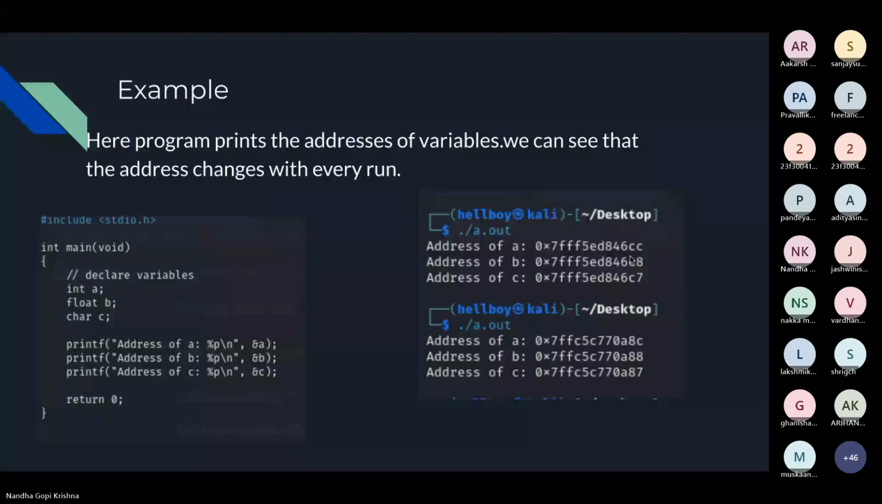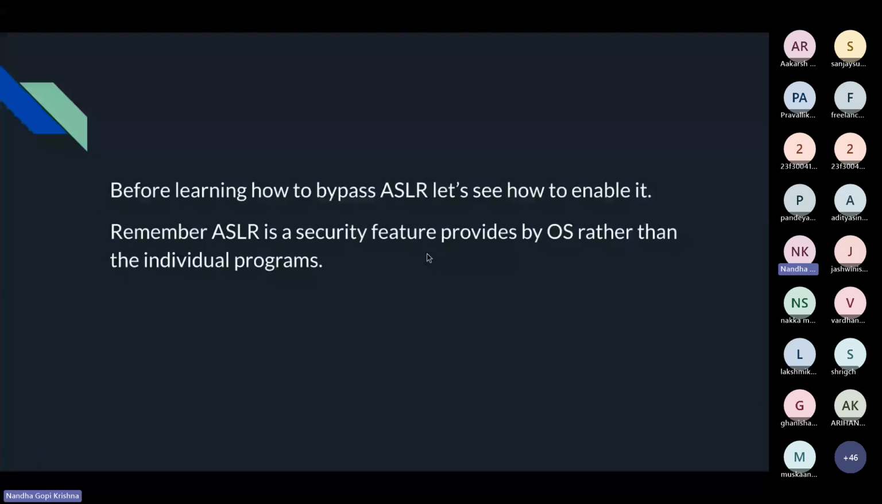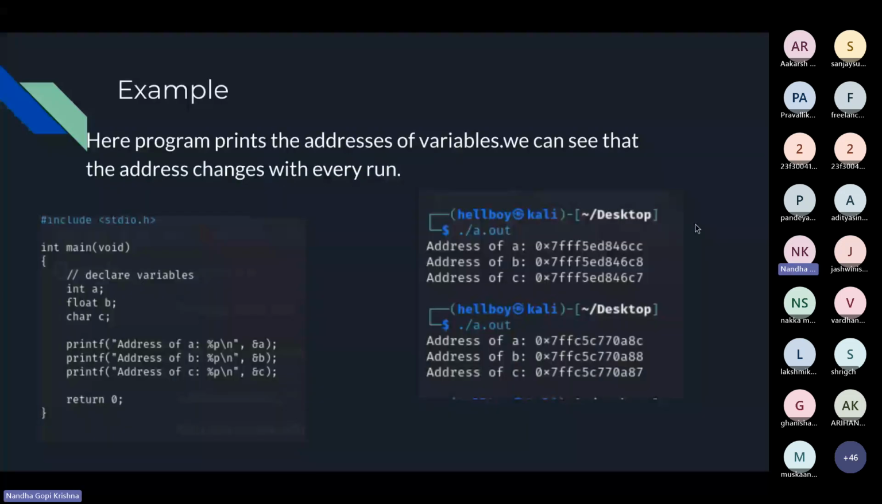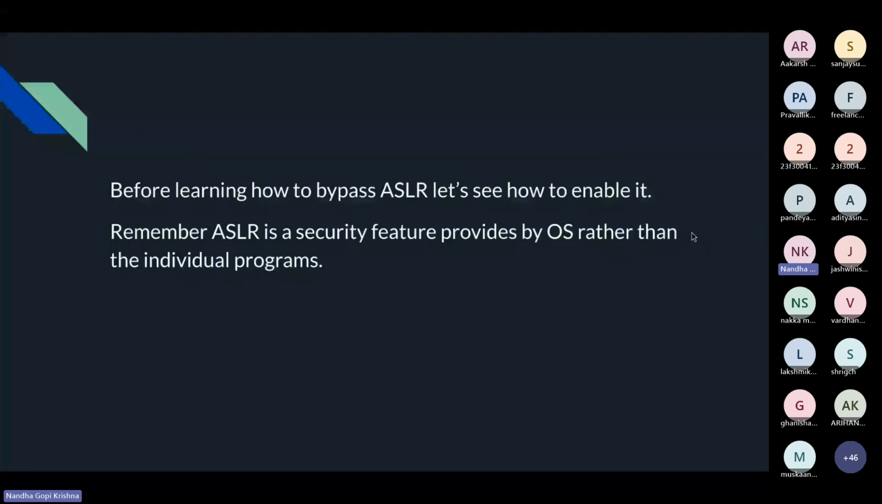So the only information now that we have to figure out is how to know the base pointer of the stack as well as other shared libraries in our program. Before we learn how to exploit the binary with ASLR, let us learn how to enable it.